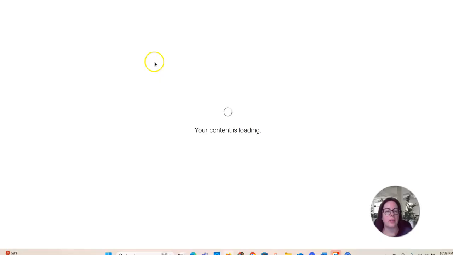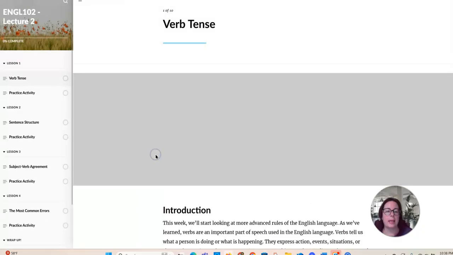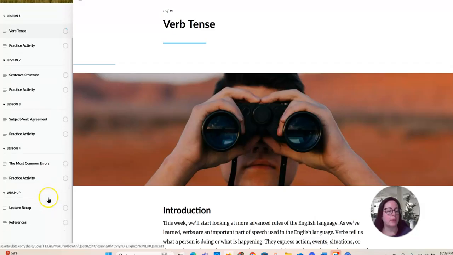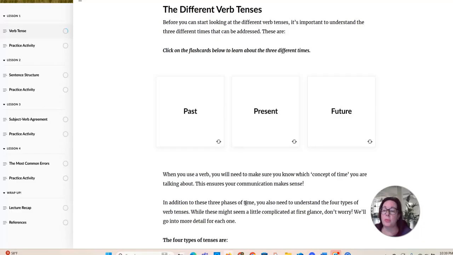Once you get in here, there are the different topics, and then it'll also have the different activities. So if you see here on the left, we're talking about verb tense, sentence structure, subject-verb agreement, most common errors, and each of these has some different activities for you. Again, what's really nice is you can come back and view it more than once. When you are learning material, or as we're doing in this course, writing in the discussion about the material that we're learning, it's really important to make sure that you're coming back to look at that.